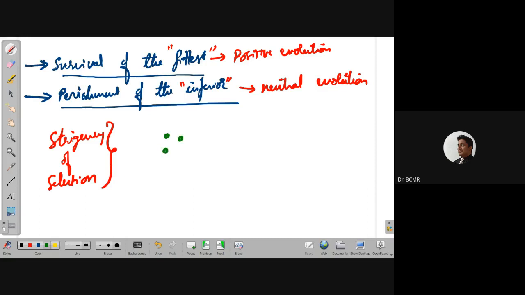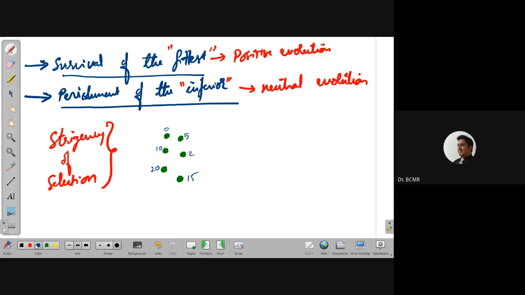So assume that there are 5 or 6 bacteria here, and each of them has a certain degree of resistance to some antibiotic. So one has 0 resistance. I'm just giving arbitrary units, okay? The other one has 5 units of resistance. One has 10, one has 2, something has 20, and the other one has, say, 15.